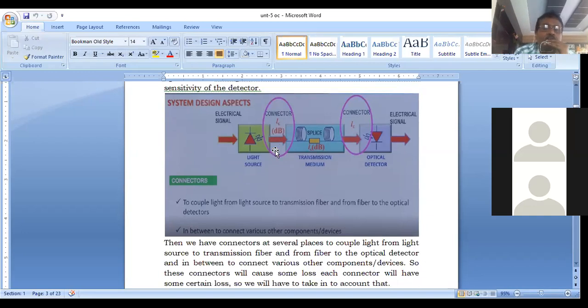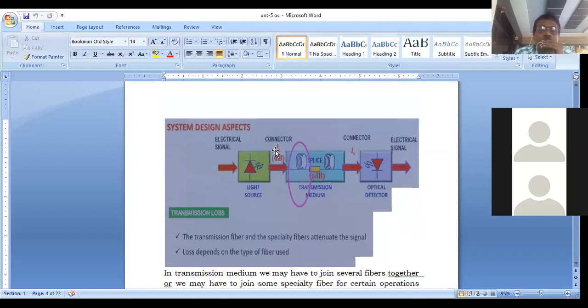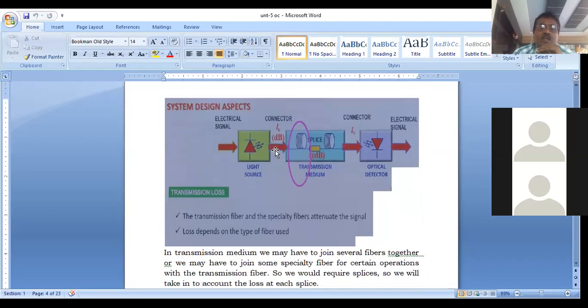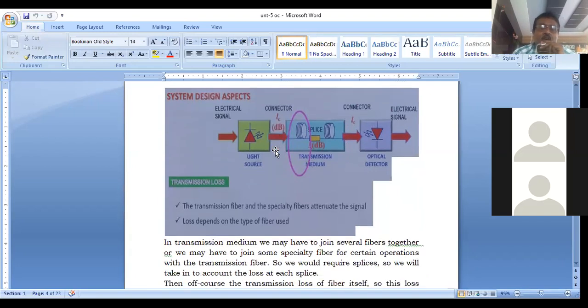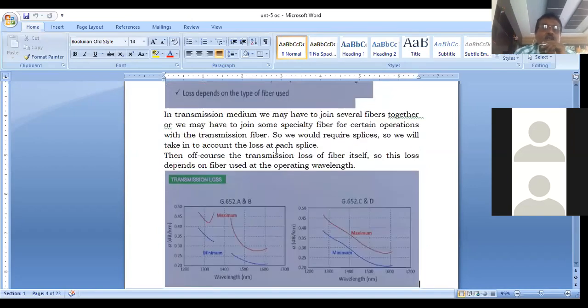Okay, next, after the splices, the transmission fiber and the specialty fibers attenuate the signal. Loss means attenuation. Loss depends on the type of fiber you are using, for example, single-mode, multi-mode, or graded-index fiber. Depending on these fibers, we see the transmission losses.